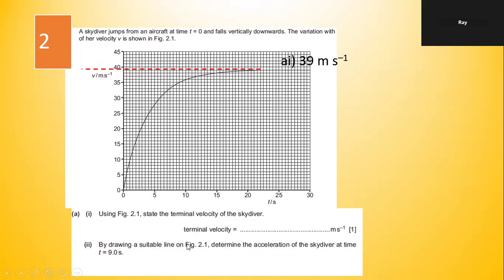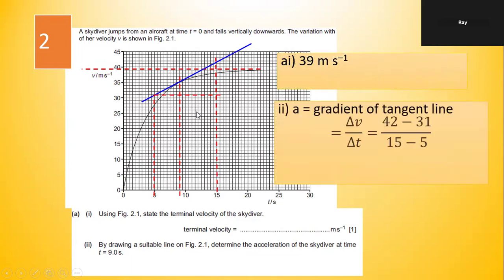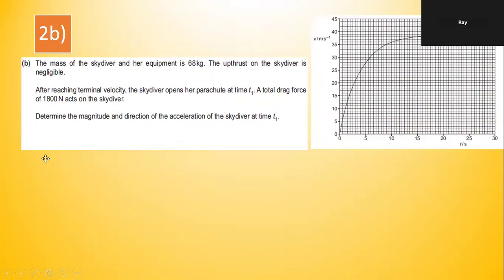By drawing a suitable line on figure 2.1, determine the acceleration of the sky diver at time t equals 9. Just draw a tangent. 9 is about here. Draw a tangent. Touch the curve. Roughly this angle is the same. And find a big triangle. One. Okay, they give you a range of answers, 0.9 to 1.1. Okay, any comment? No.